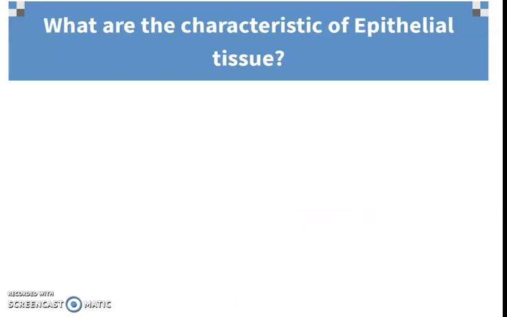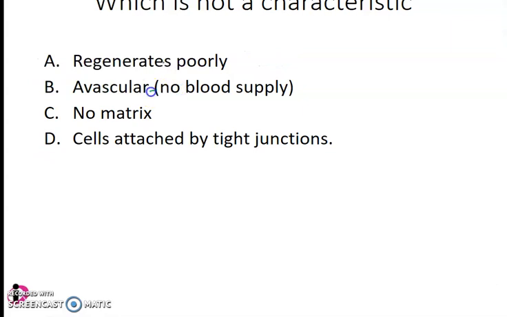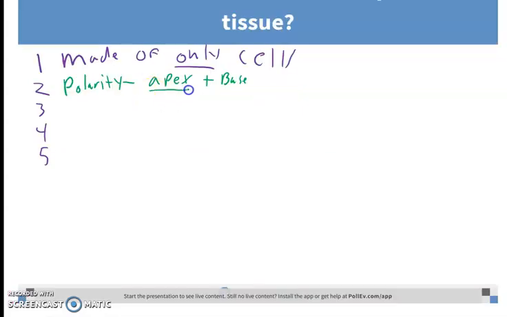What are the characteristics? Can you remember? I did 5. First, it's made of cells. Second, it's polarity, an apex and a base. Do you remember which is which? The apex is the top, the base is the bottom. So apex is the top, base is the bottom.